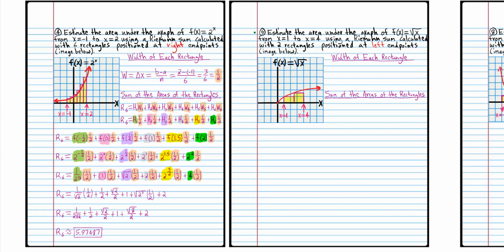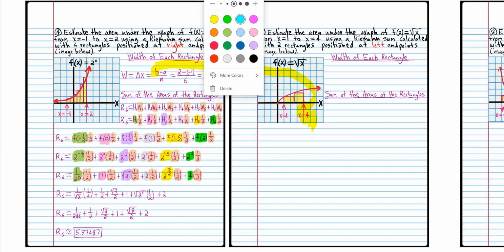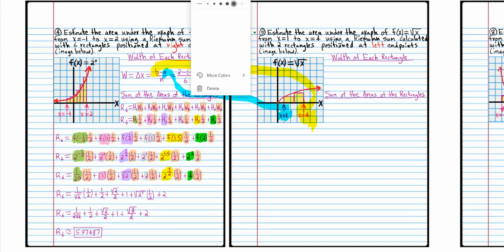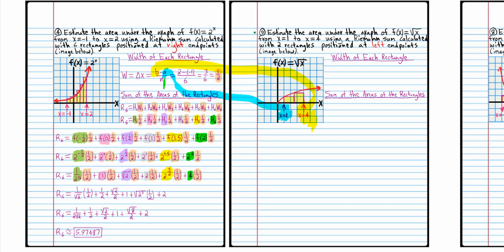Now remember, B is the right bound, and A is the left bound, and N is the number of rectangles. So go ahead and try that problem, and if you get stuck, that's okay, but give an honest attempt, and when you come back, we'll do it together.